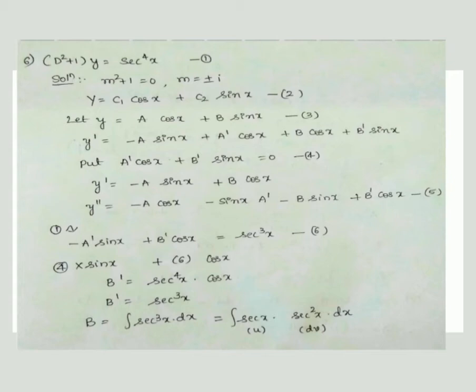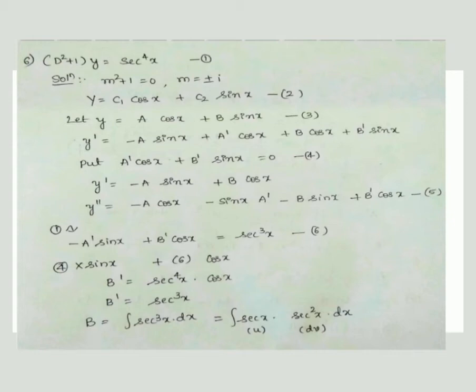Now what we have to do? We have to simplify equations number 4 and 6. From that you should get a dash and b dash, that are the parameters we have to obtain, a and b. Okay. So therefore multiply equation 4 by sin x and 6 by cos x. Then add those two equations. We will obtain at that time b dash is equal to secant power 4 x into cos x. But here one secant x will cancel with this cos x. So we can write b dash is equal to secant cube x.